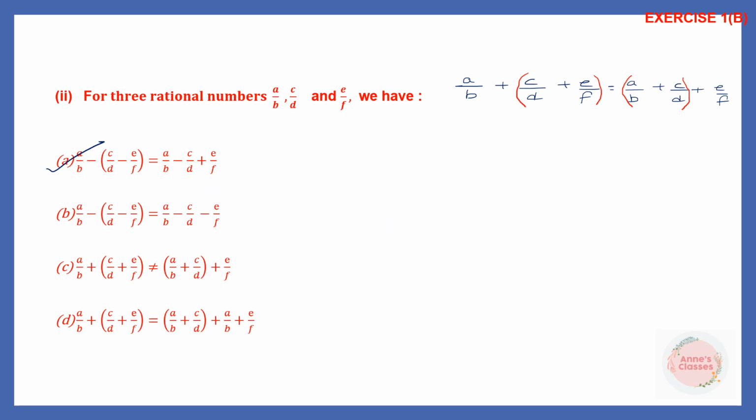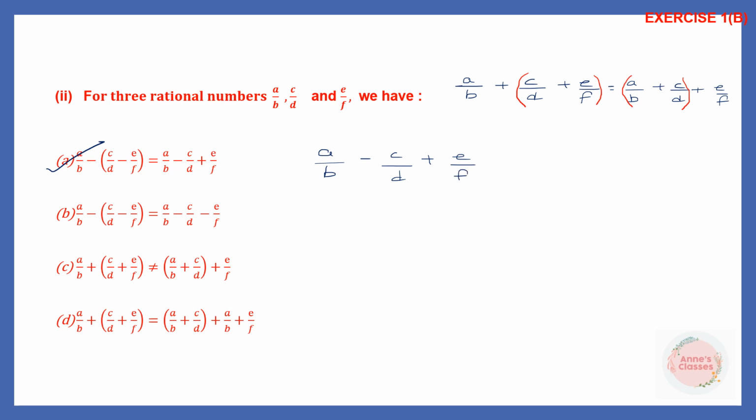So here let's open the brackets on the left hand side. So it is A. So we'll have A by B on the left hand side. Now we have a minus sign. So remember the signs inside will change. So it becomes minus C by D. Then minus becomes plus E by F.